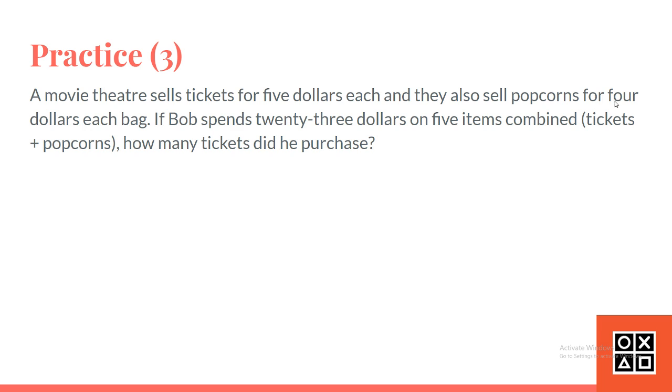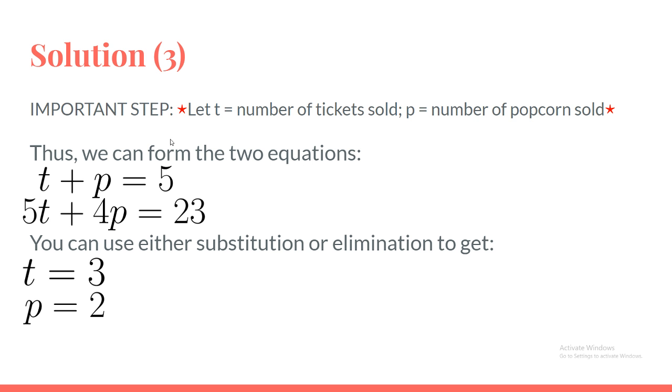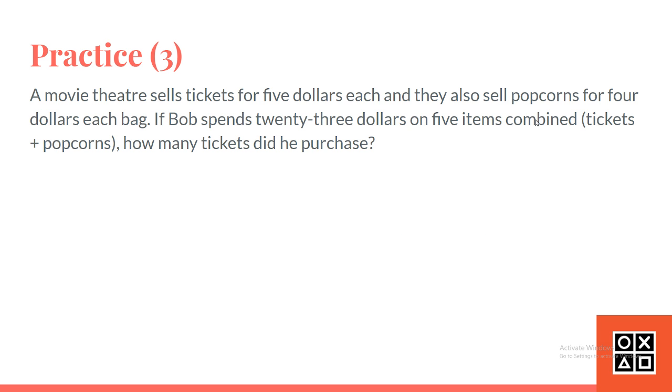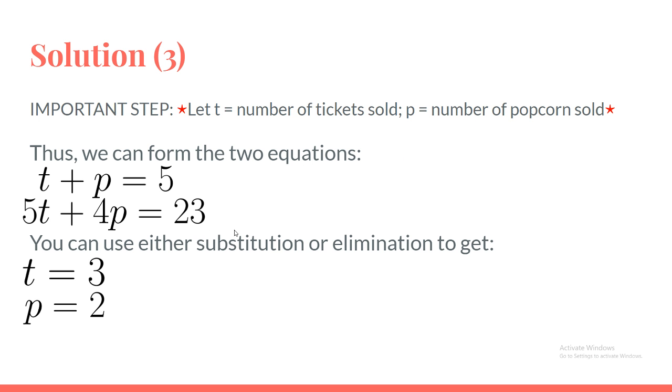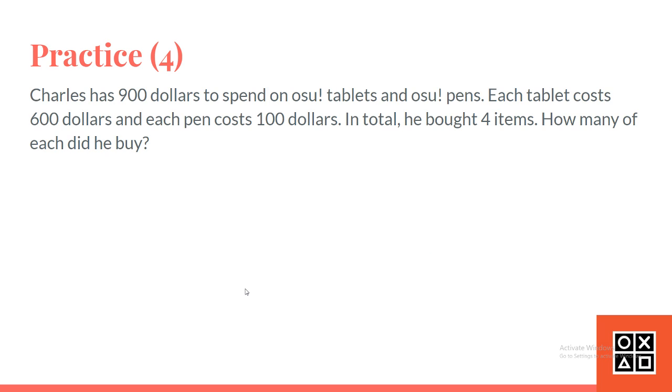They sell popcorn for $4, which gives us a total cost of $23 right here. So then we can use substitution or elimination to get t equals 3 and p equals 2. Alright, question number 4.